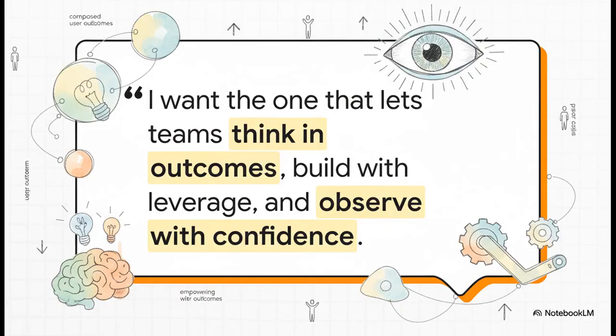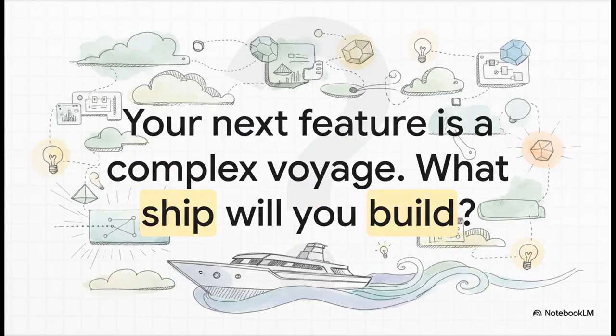At the end of the day, it really all comes down to this. This isn't about picking some new, shiny technology just because it's new. It's about choosing the philosophy, the approach that truly empowers your team. You want the one that lets your team think in terms of outcomes, not just tasks. The one that lets them build with real leverage and observe what they've built with total confidence. So, I'll leave you with this final thought. Your next big, complex feature is out there, on the horizon. It's a new, ambitious voyage you're planning for your users. The question is, what kind of ship are you going to build to get them there?